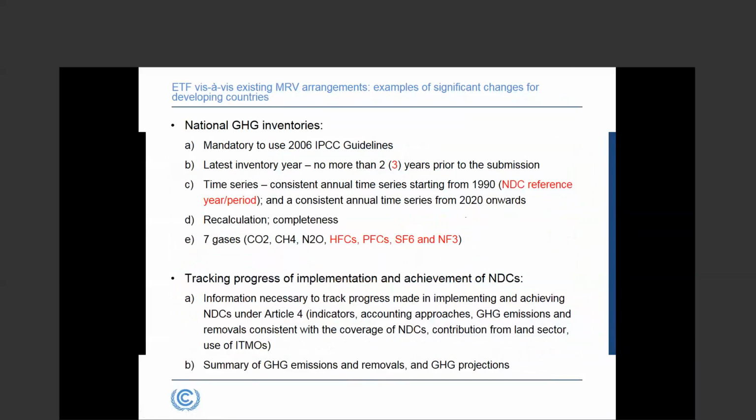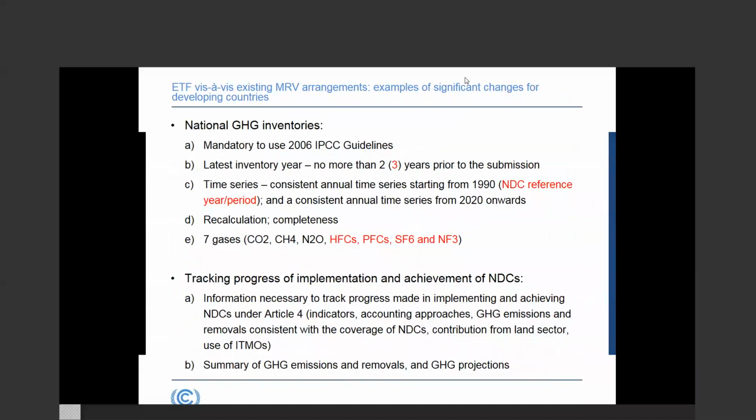This slide shows a detailed comparison of the current MRV arrangement with the new guidelines in the future. For the GHG inventories, the new guidelines make it mandatory to use the 2006 IPCC guidelines, compared with 1996 in the current guidelines. The latest inventory year is no more than 2 years prior to the submission, but developing countries have the flexibility to submit GHG inventory years no more than 3 years prior. So compared with X-4 in current guidelines, the new guidelines have X-3 for developing countries.